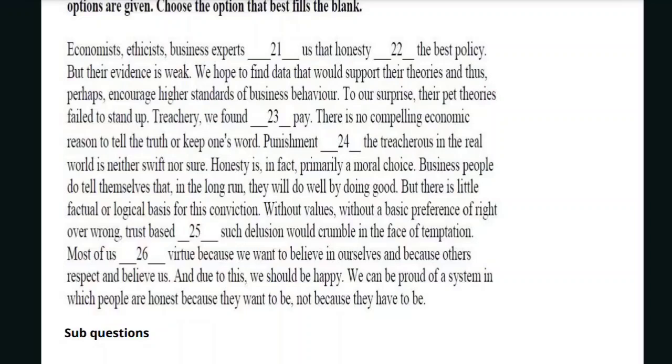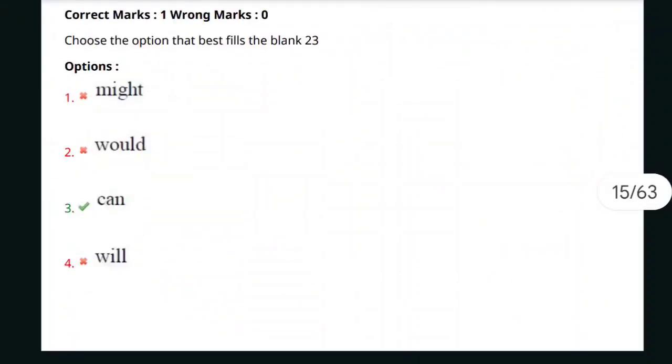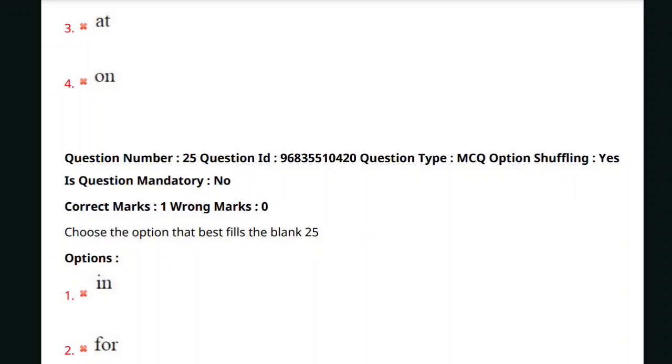So here they are discussing that if you make any mistake, the punishment will be neither swift nor sure. So the punishment cannot be swift, that is speed, or cannot be sure. We cannot give assurance that the treacherous people will get punishment in this real world. So the correct option here is punishment for the treacherous in the real world. For. So the correct answer for the 24th question is for.